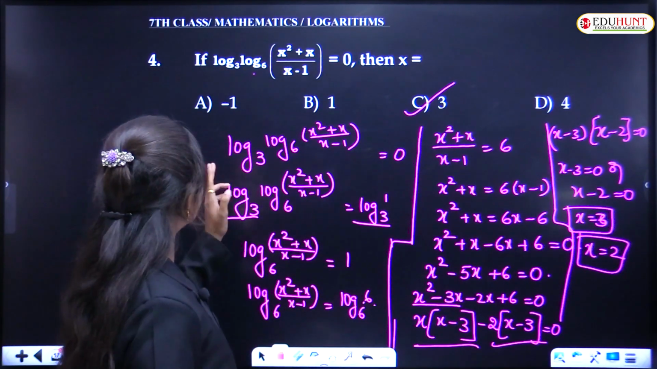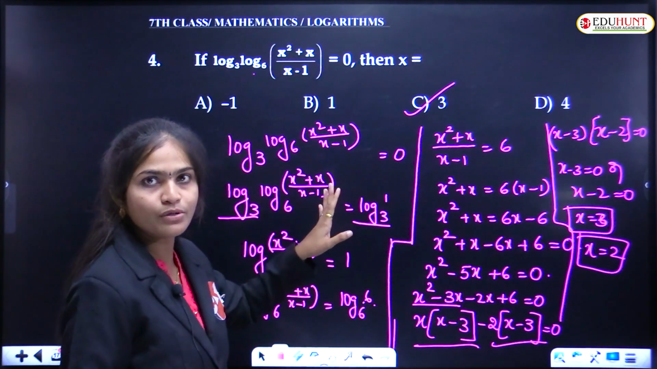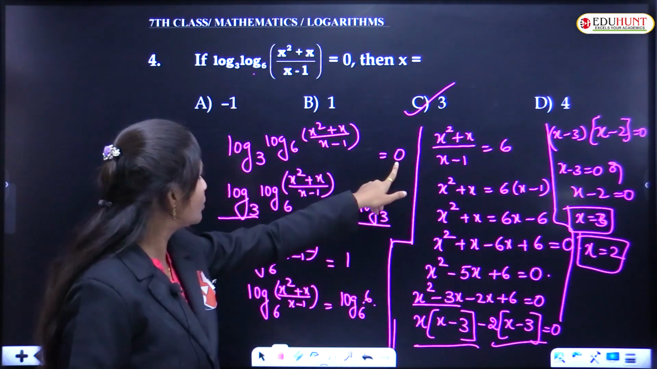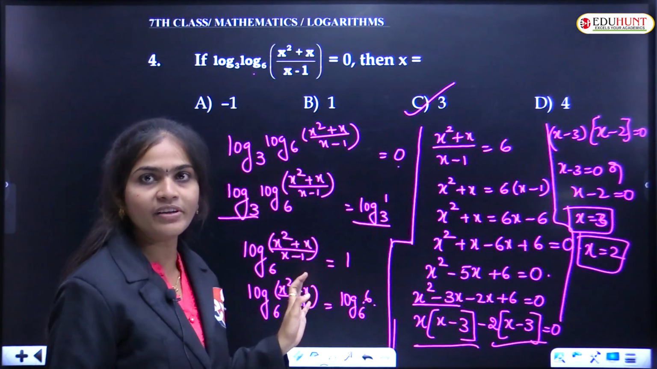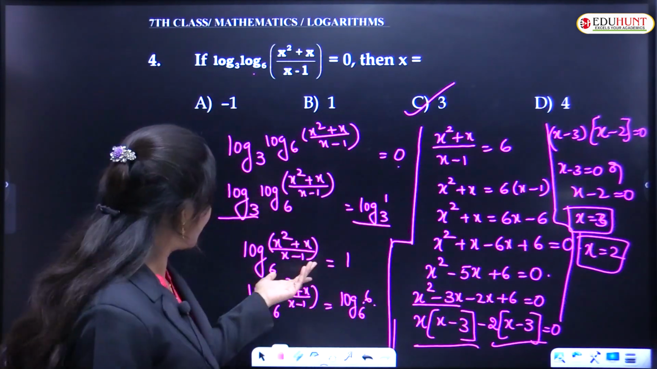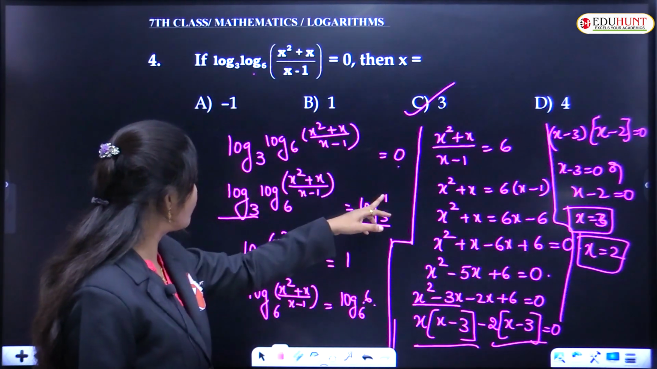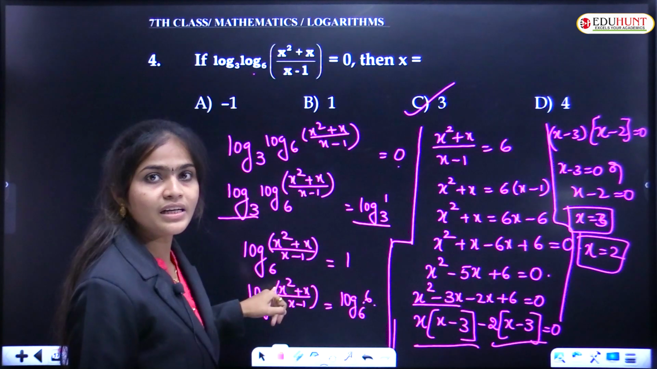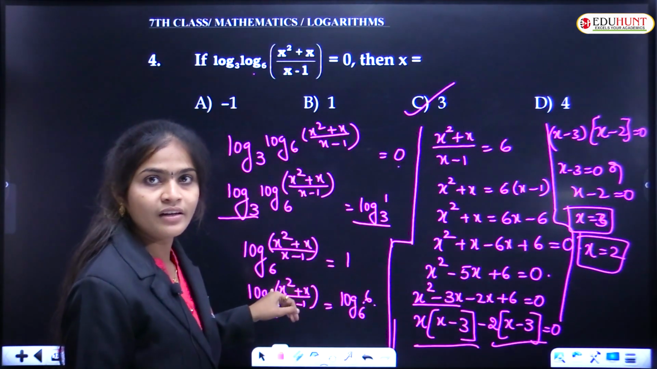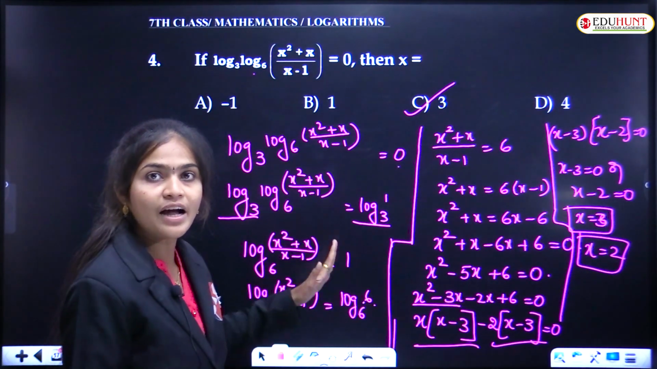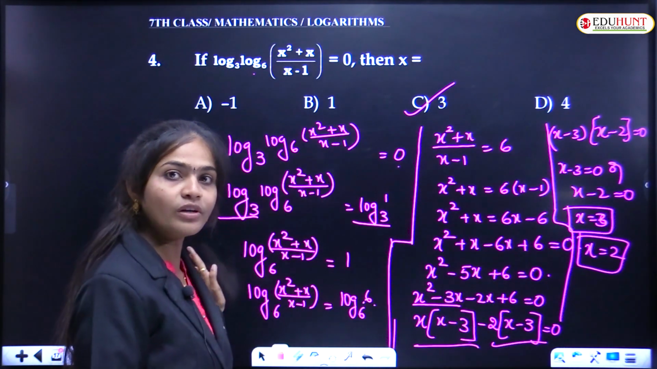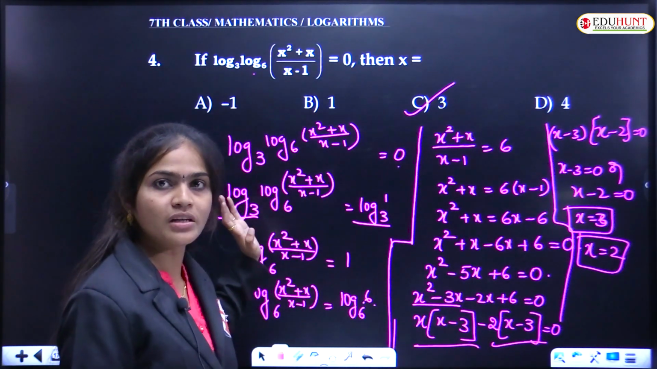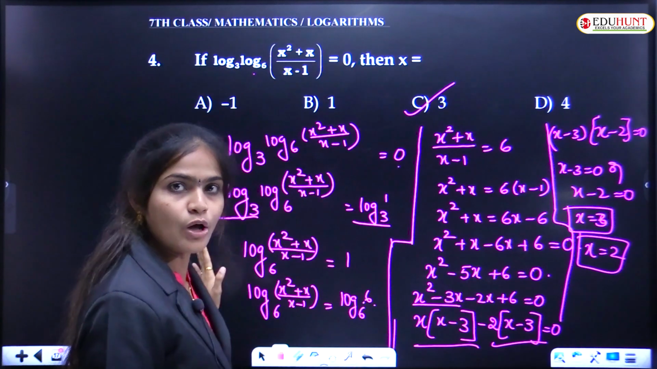Again I am saying, here 0 is there, means first we need to convert this RHS to a logarithm with base 3. After this process we get 1, so still only one side has a logarithm. To remove the logarithm we have to apply logarithm on both sides. If you apply logarithm one more time, you will get the same equation. So that's why we have to remove the logarithms.